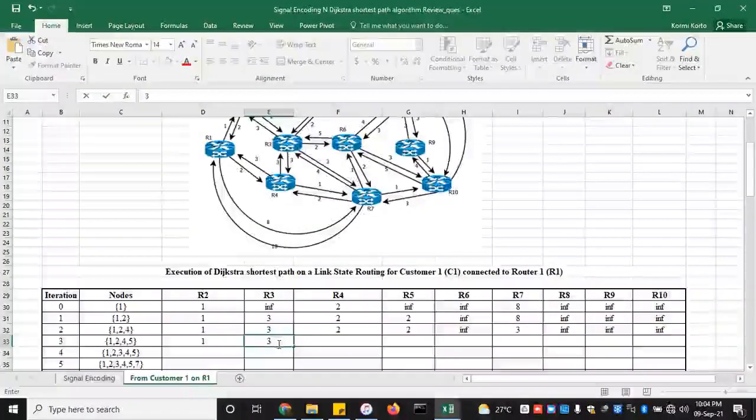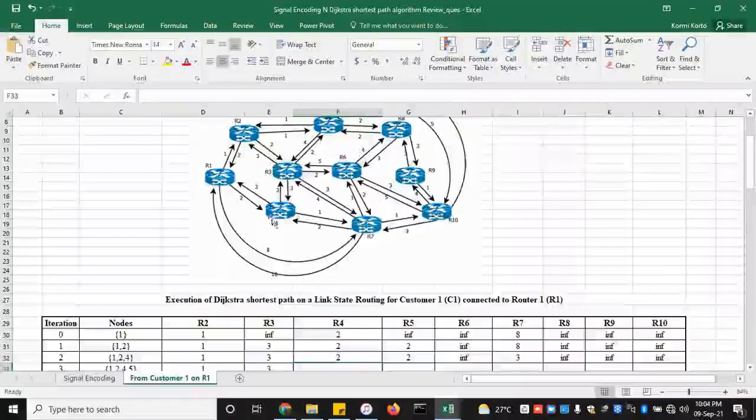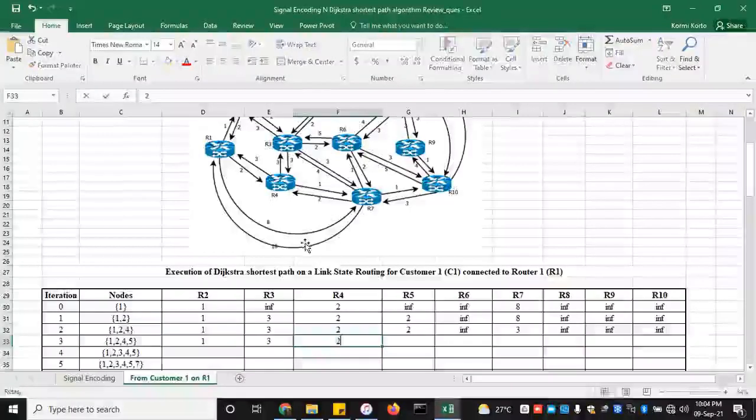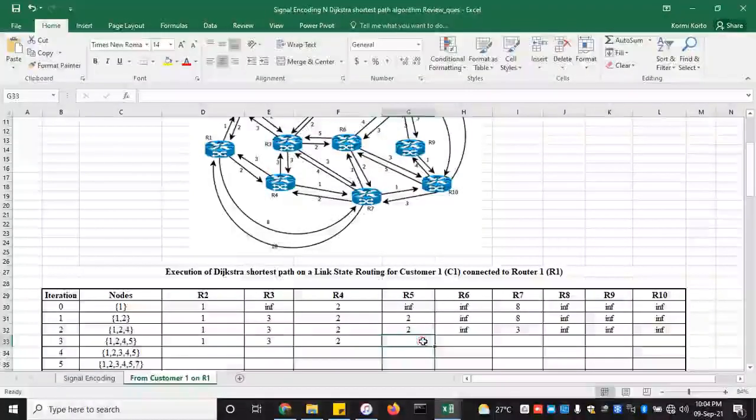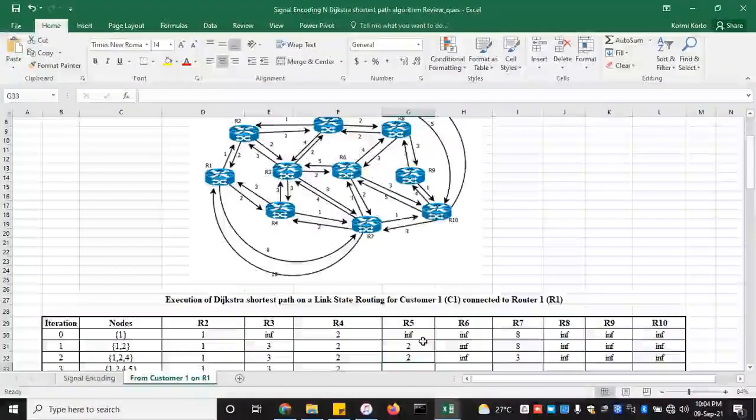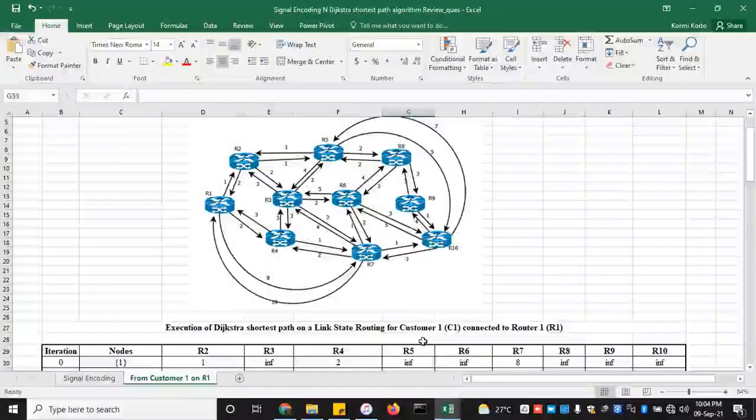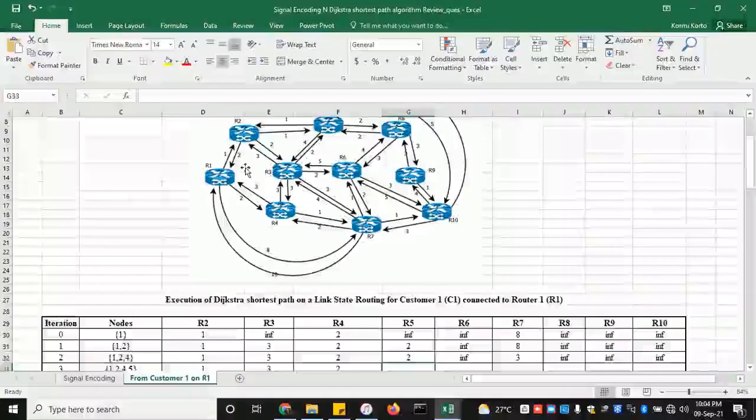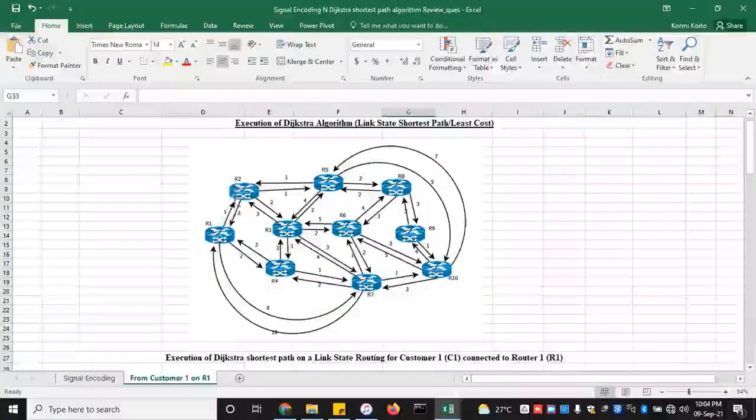Okay. Now what about 4? Getting to router 4, the 2 will still be the shortest. What about 5? It will still be 2. Because it will still be from 1 to 2, which is 1, and 2 to 5 is 1, and that's 2.